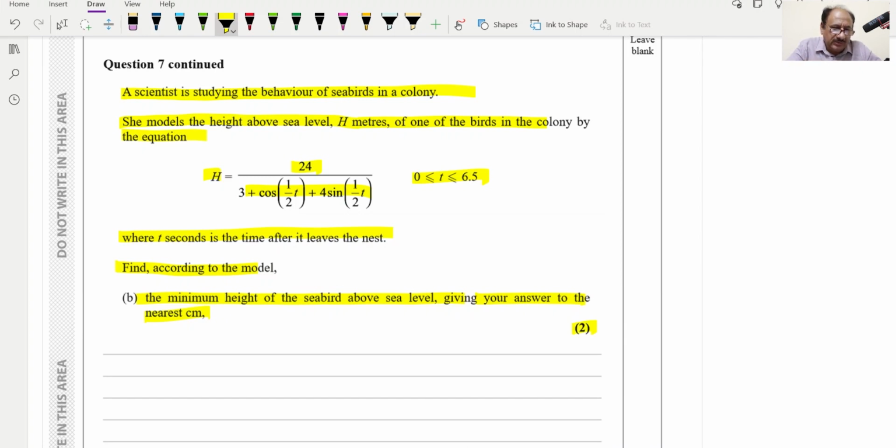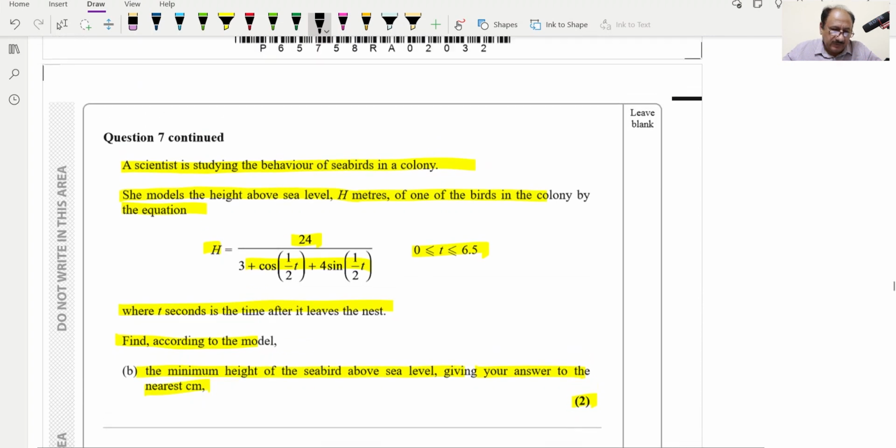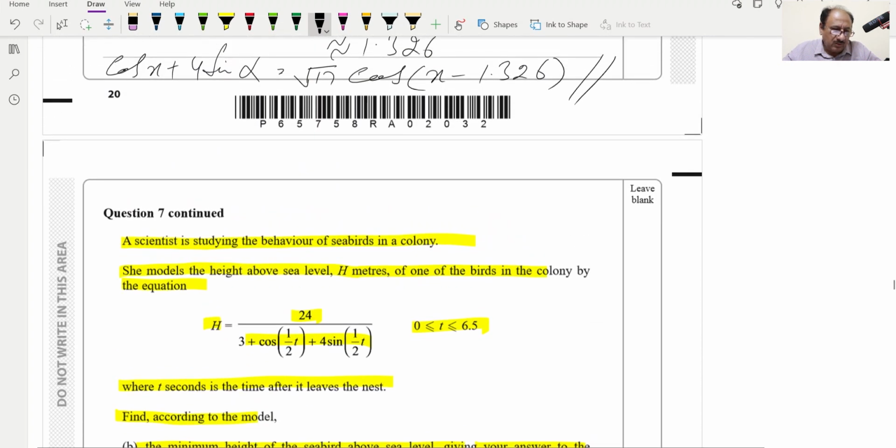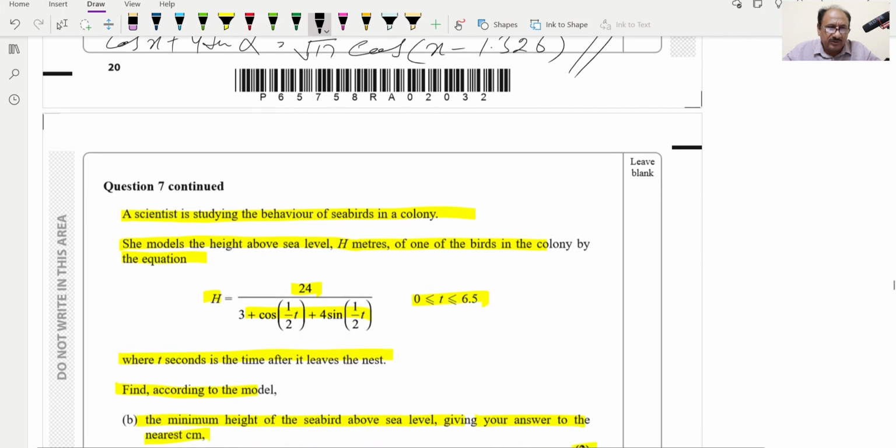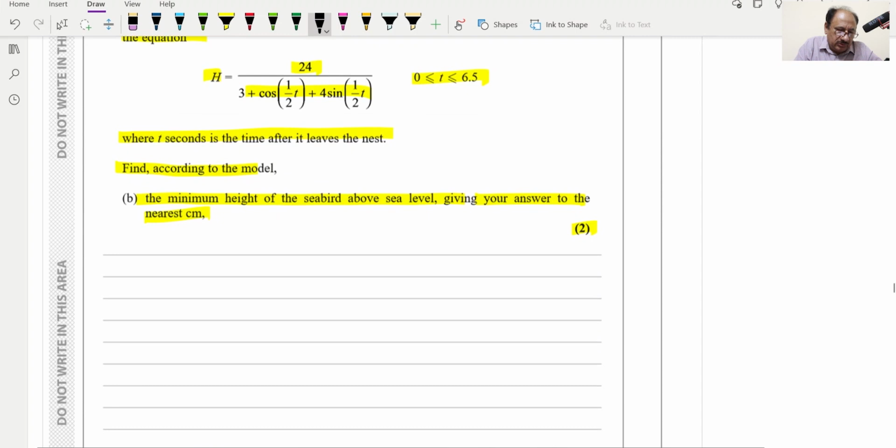So the same result which we have just arrived at, cos x plus 4 sin x is equal to root 17 cos of x minus 1.326. This one we will be using over here, and I'm copying it over here.